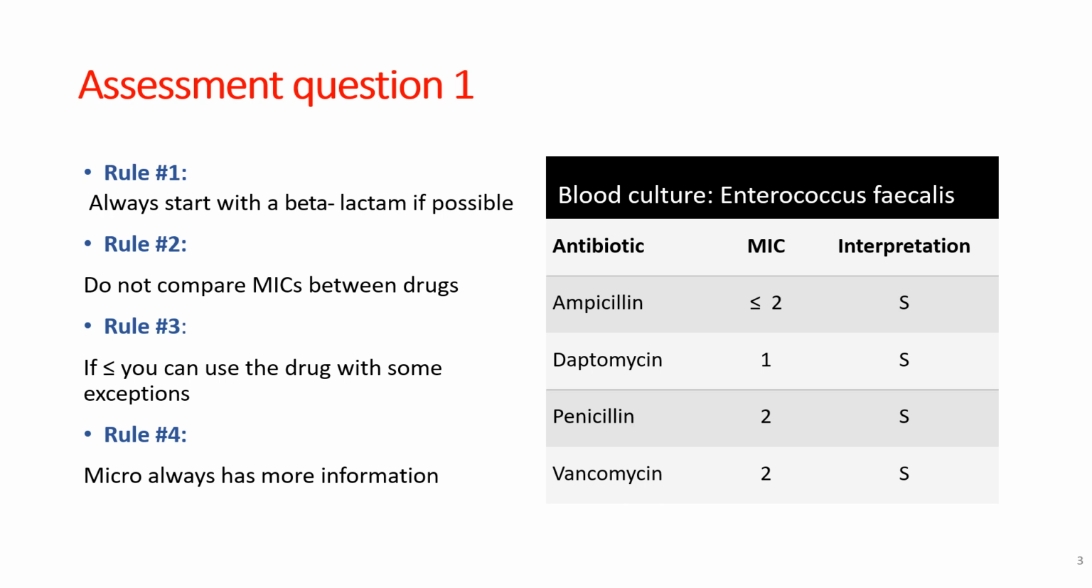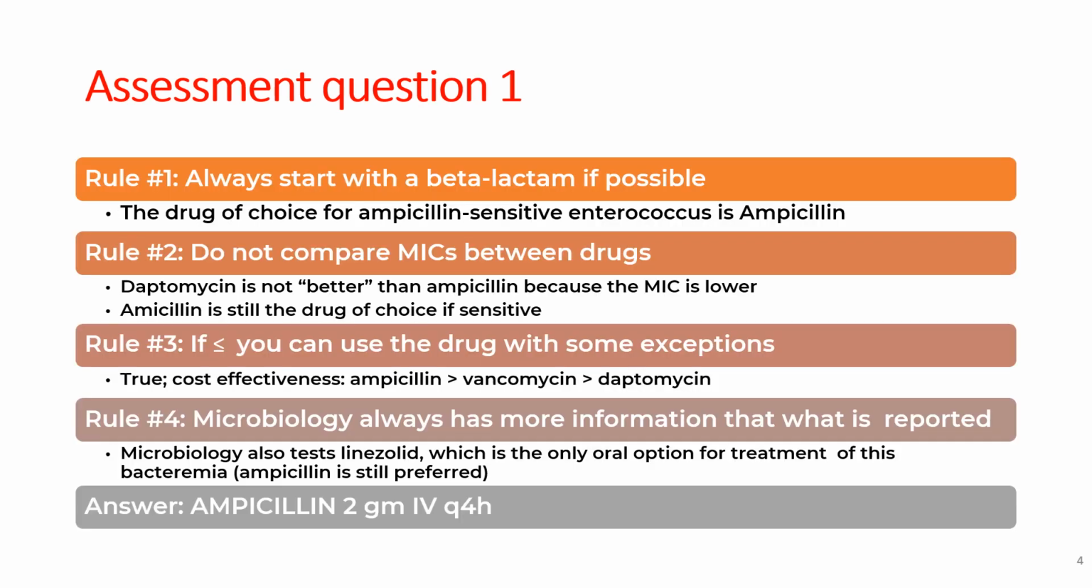So for the present case study, where many antibiotics are sensitive, ampicillin, daptomycin, penicillin, and vancomycin, apply rule number 1, always start with the beta-lactam if possible. So the drug of choice for this ampicillin-sensitive Enterococcus will be ampicillin. Rule number 2, do not compare MICs. Though daptomycin and vancomycin are sensitive, still ampicillin will be the drug of choice.